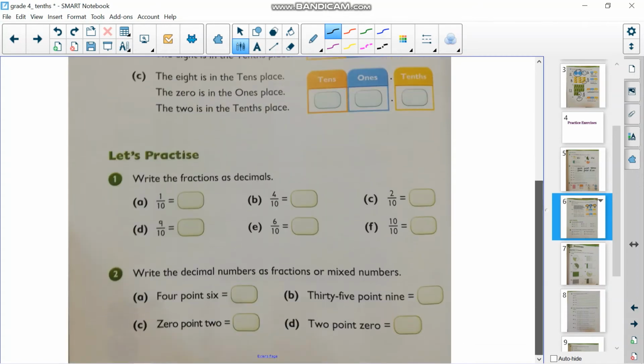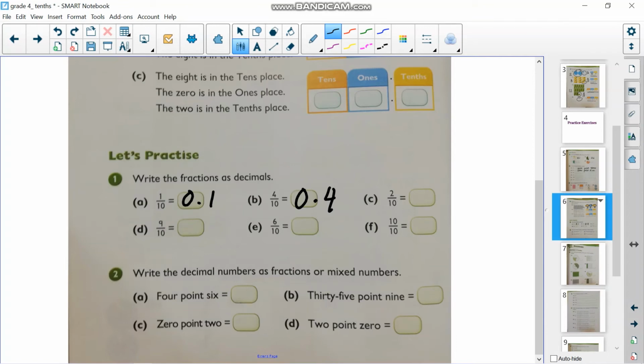Let's practice. Write the fractions as decimals. We write 1/10 as 0.1. Letter B, we write 4/10 as 0.4. So do the same with letter C, letter D, letter E, and letter F.